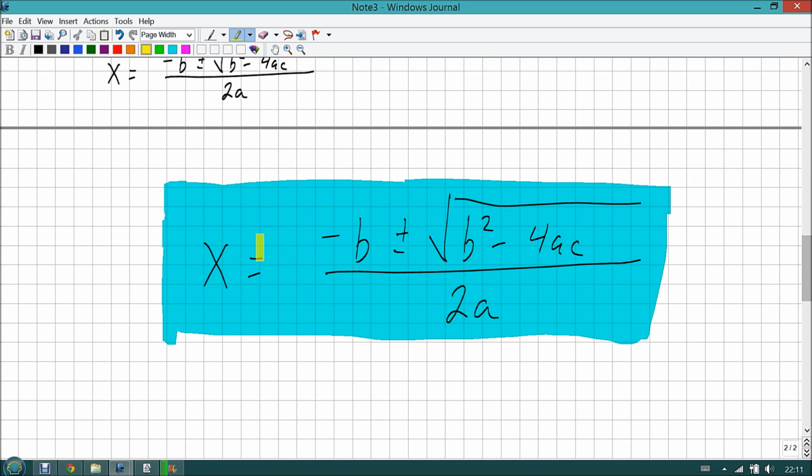X equals minus b plus or minus the square root of b squared minus 4ac all over 2a.